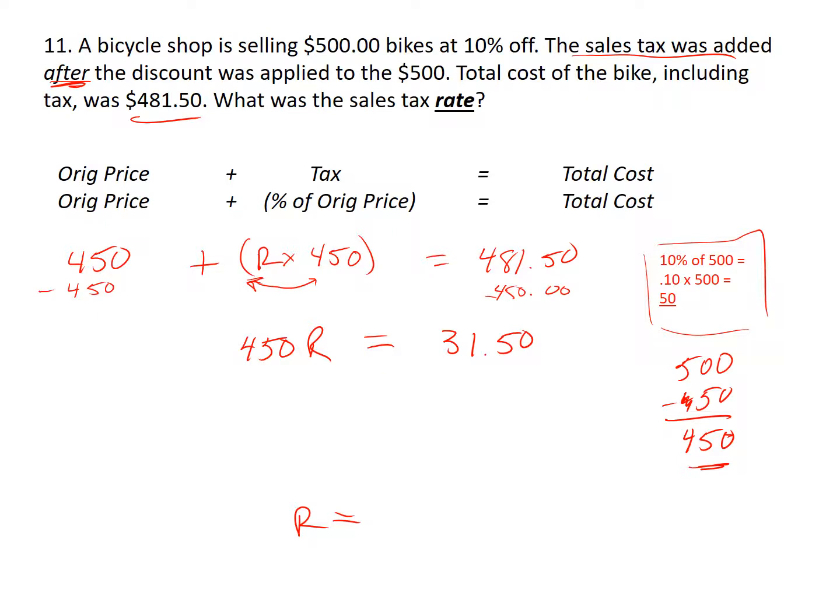Now I don't want 450 times R, I want 1 times R. So I'm going to use that anything divided by itself is 1. I divide that by itself, and to keep them equivalent, I do the other side as well. If I do that division, I end up with R equals 0.07. They're asking for the percent rate, or the sales tax rate, which means a percentage. So this is the same as 7%, and we're done.